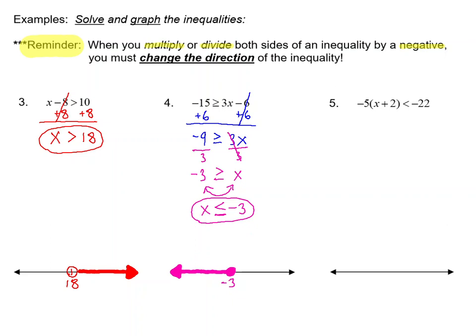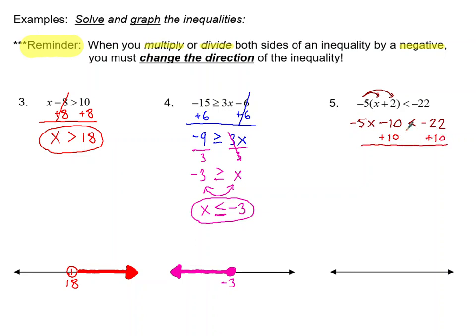Let's do one more. Number 5, I see parentheses, and I need to undo the parentheses first. So I'm going to distribute the negative 5. I'm going to distribute it to the x, and I'm going to distribute it to the 2. Negative 5 times x is negative 5x. Negative 5 times 2 is negative 10. I have not done anything with my inequality or this other side of it, so that just stays the same. Now I've got my regular 2 steps. I'm going to get rid of the negative 10 by adding it to both sides.